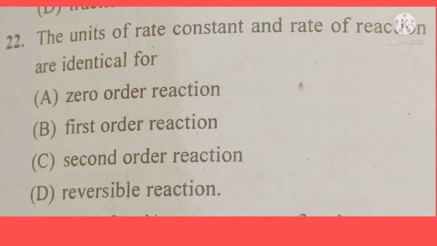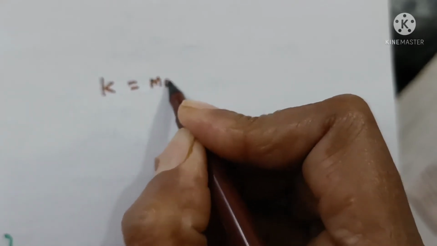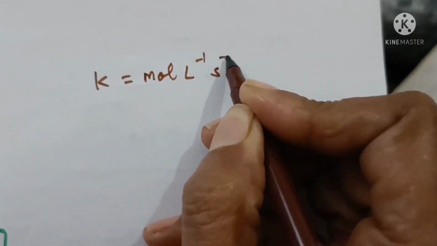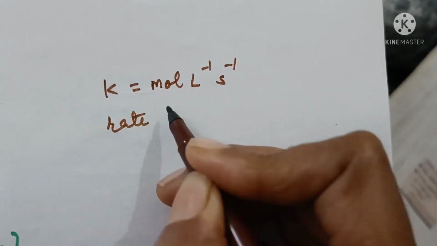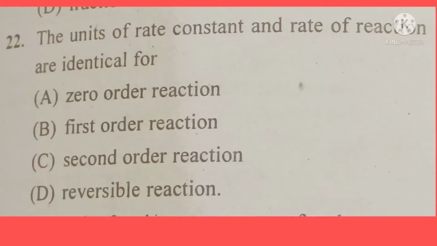The units of rate constant and rate of reaction are identical for a zero order reaction. Option A is the correct answer. This is because units for rate constant for zero order reaction are mole, liter inverse, second inverse, and units for rate of a reaction are also mole, liter inverse, second inverse. So the units of rate constant and rate of reaction are identical for option A, zero order reaction.